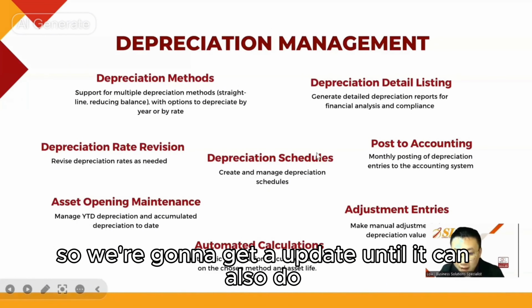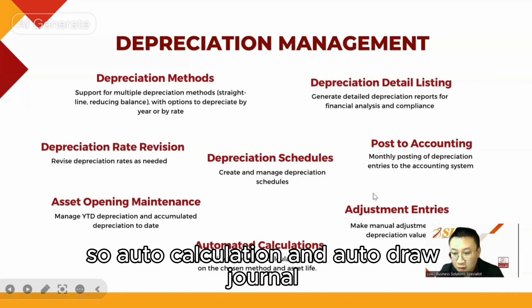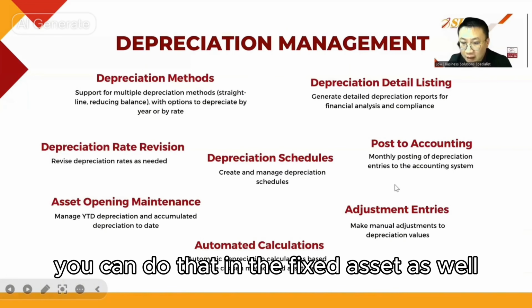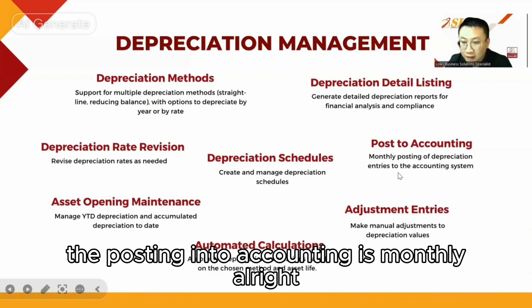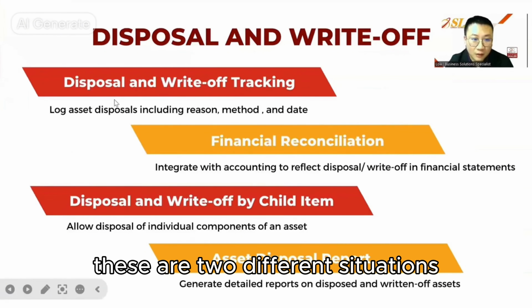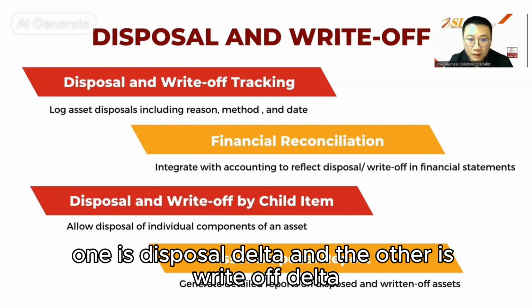So it can also do auto calculation and auto draw journal. If you have any adjustments to make, you can do that in the fake asset as well. The posting into accounting is monthly. All right, then disposal and write-off continue without issues. These are two different situations. One is disposal and the other is write-off.